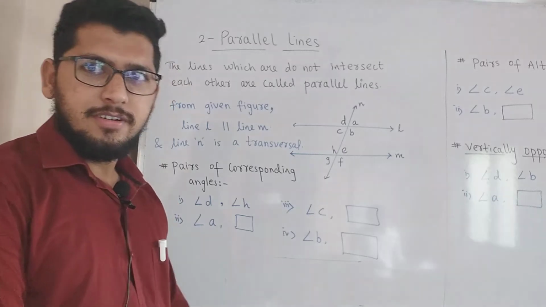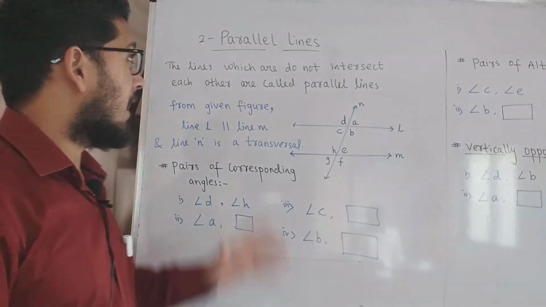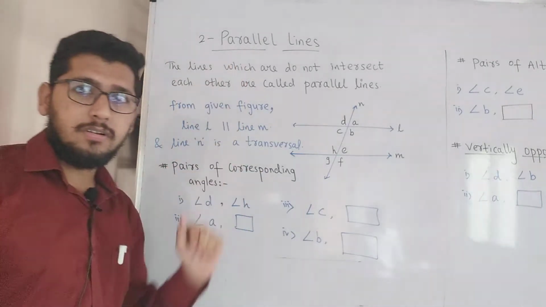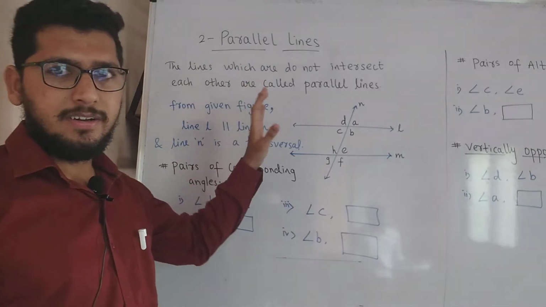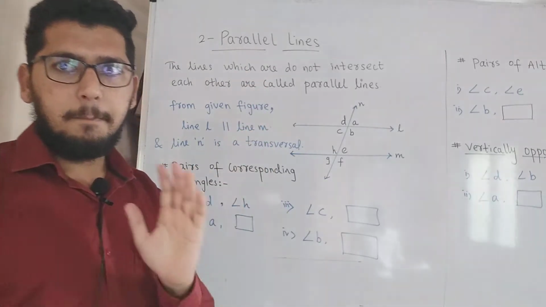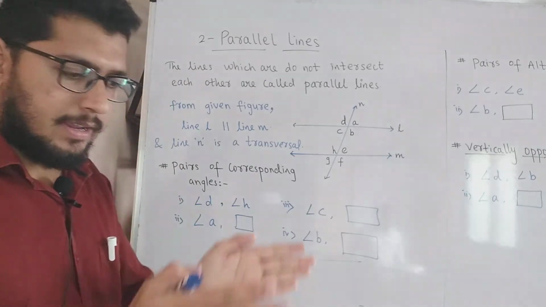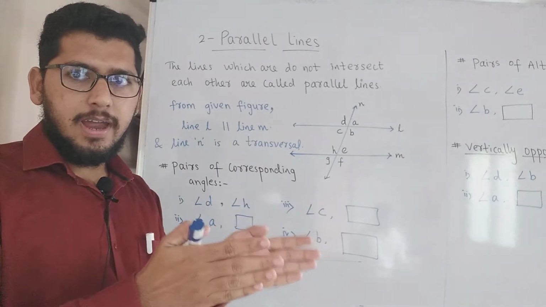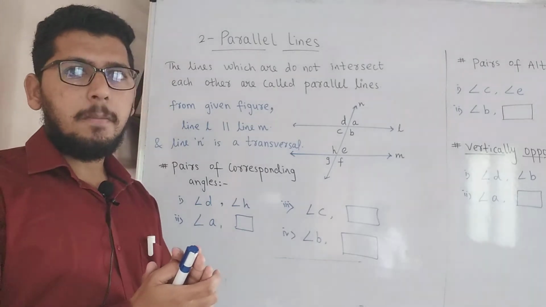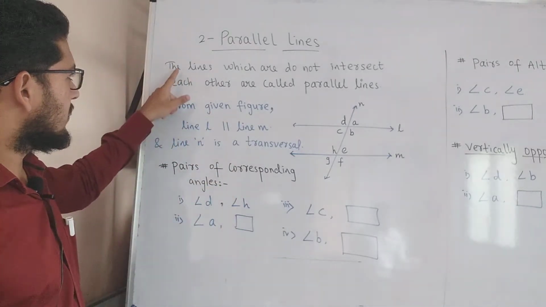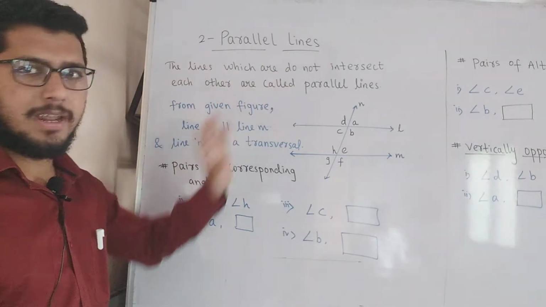Morning students, today we are going to start a new topic from geometry, that is parallel lines. This is the second chapter. First of all, we have to understand what is meant by parallel lines. Parallel is when two lines are opposite and do not intersect each other; that type of line is said to be a parallel line. I have written the definition here: the lines which do not intersect each other are called parallel lines.